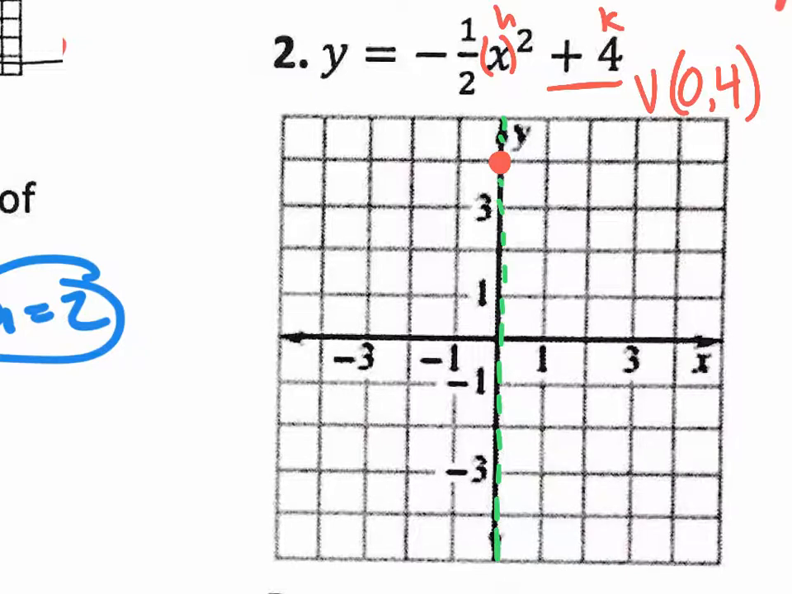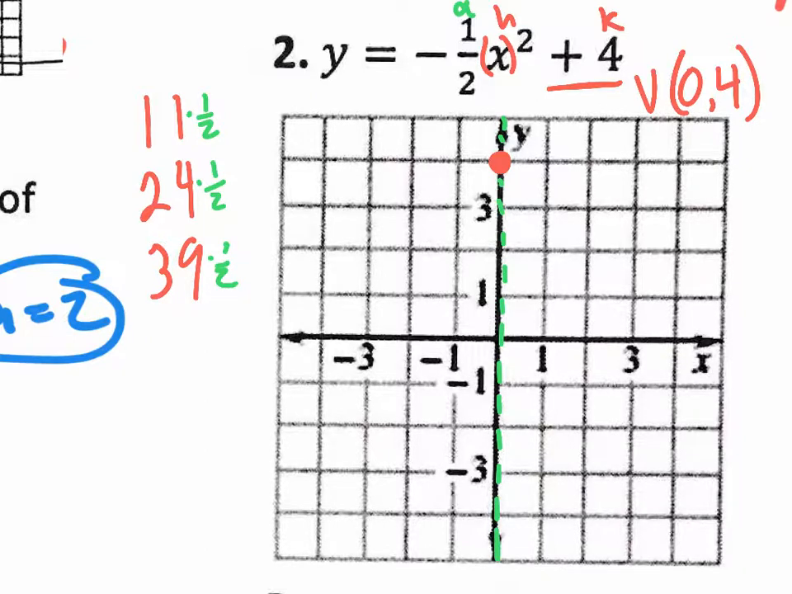We need a pattern. What pattern do we know? 1, 1, 2, 4, 3, 9. How am I going to modify the outputs of this pattern? By multiplying by what? By multiplying by the a value of 1/2. Don't worry about the negative. That just tells you that it's opening down. So multiply it by 1/2, multiply it by 1/2, multiply it by 1/2.